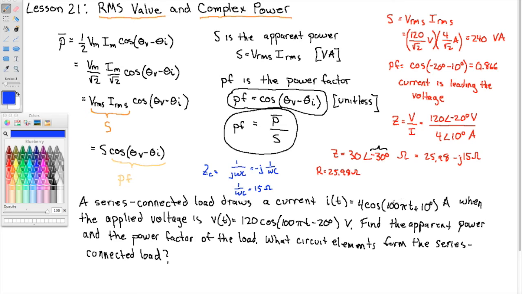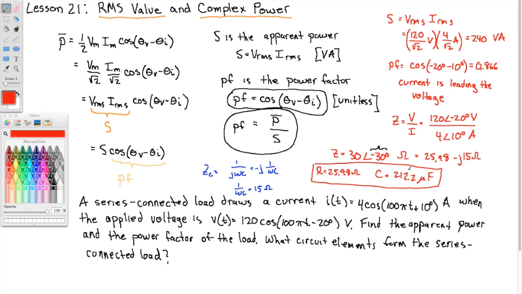Omega is 100 pi. The frequency is 100 pi here. So if we solve that for c, plugging in 100 pi, we get that c must be 212.2 microfarads. So here is our load.